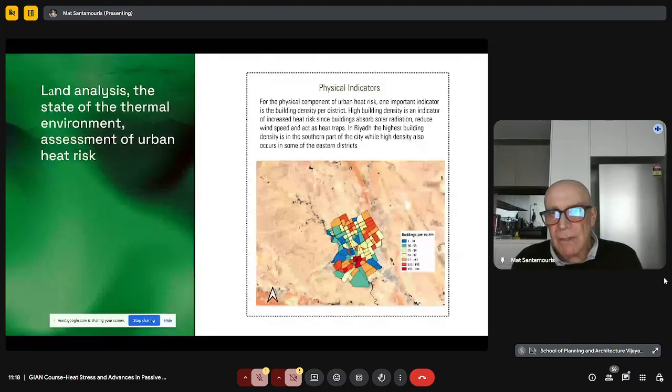For the physical component of urban heat risk, an important indicator is the building density per district. High building density is one of the best indicators which really defines the increased heat risk, since buildings absorb a lot of solar radiation and reduce the wind speed, and in reality act as heat traps. In Riyadh, the highest building density is in the southern part of the city, and higher density also happens in the eastern district. So we had really all the characteristics at the ground level of the city.